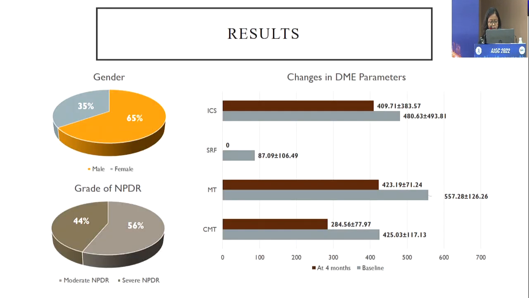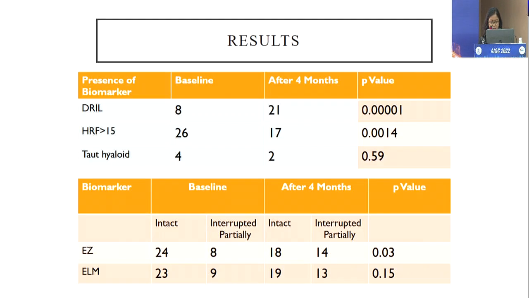Coming to the result, 44% of patients belong to the severe NPDR group, 56% belong to the moderate NPDR group. Regarding changes in DME parameters, SRF became nil after 4 months of intravitreal treatment, and the rest of the DME parameters also decreased, and the decrease was significant. DRIL also decreased after 4 months, HRF decreased after 4 months, and these changes were significant, whereas taut hyaloid and ELM disruption changed but not significantly, and EZ disruption after 4 months was also found significant.